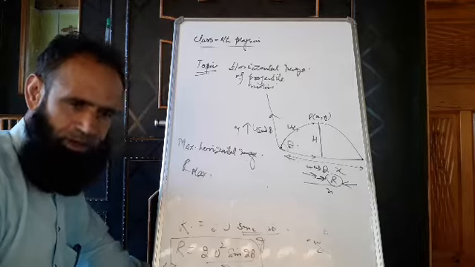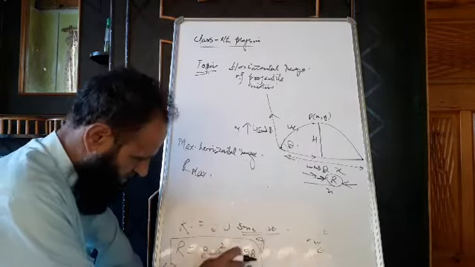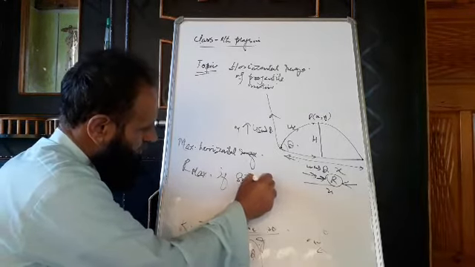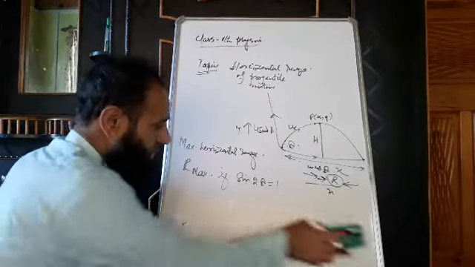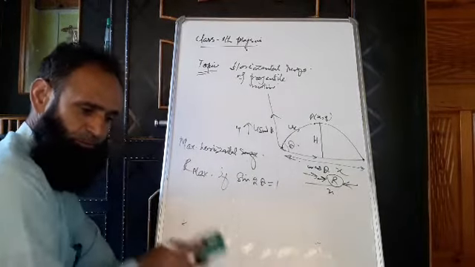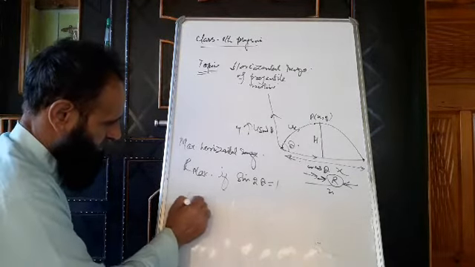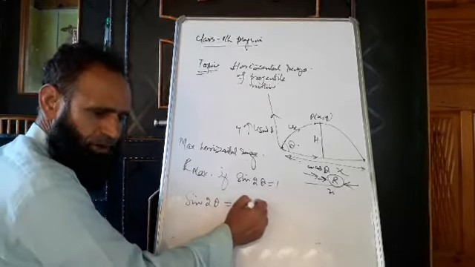R max would be only if the value of sine of 2 theta is 1. If sine 2 theta is 1, that means it is equal to sine of pi by 2.